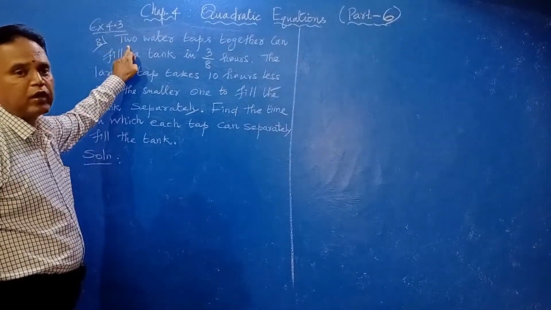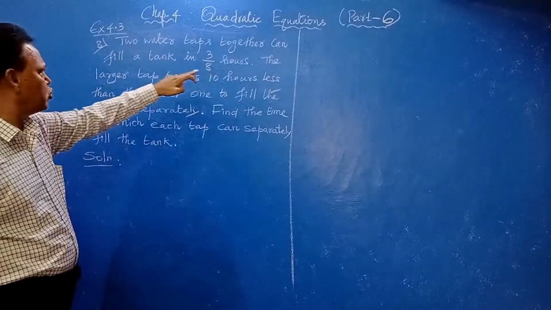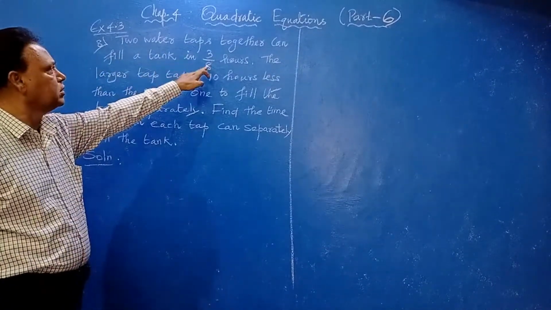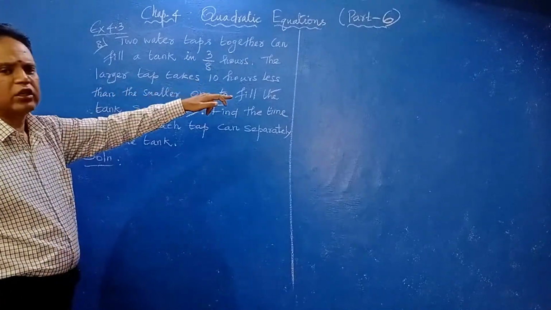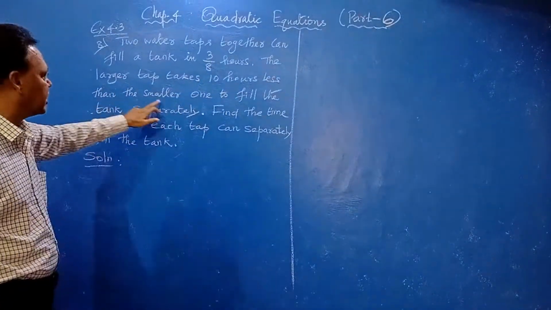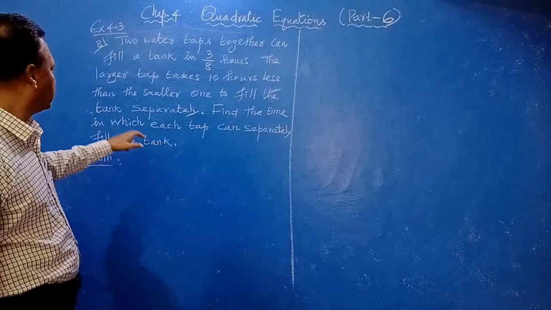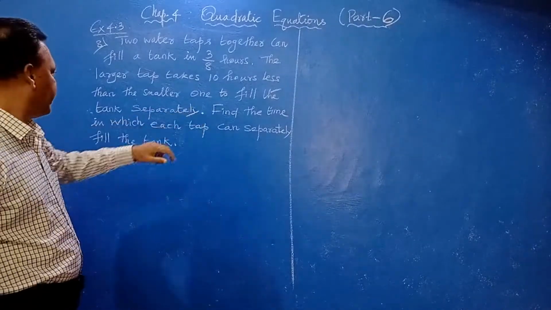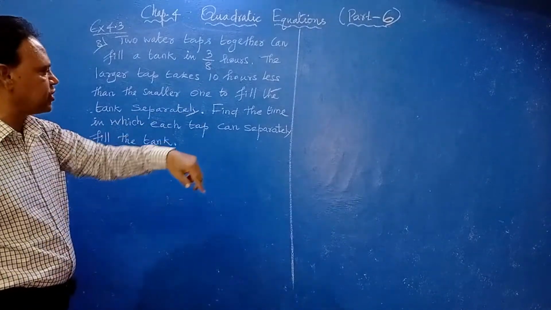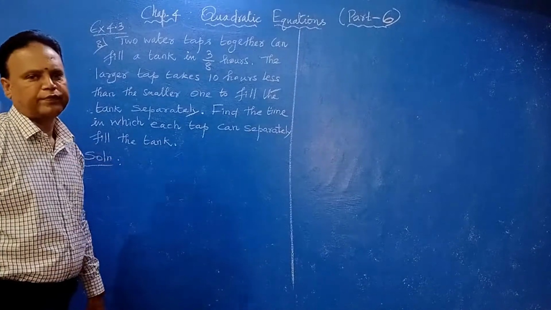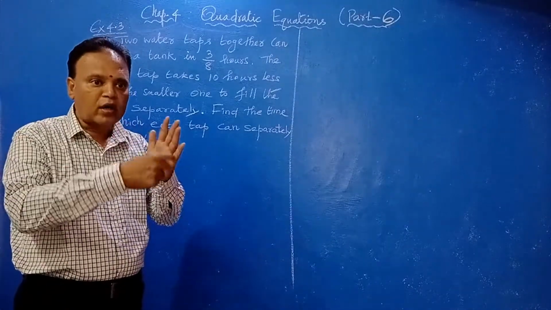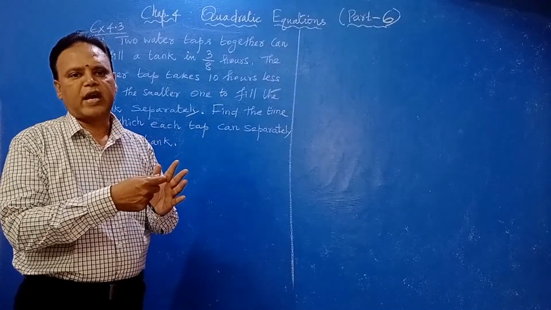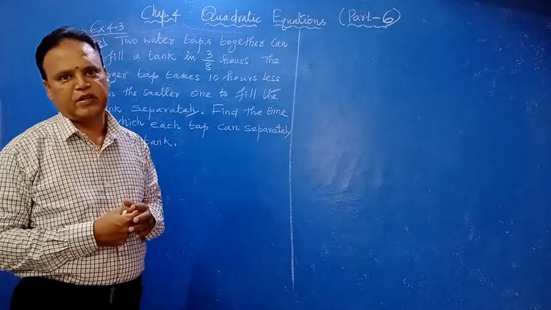8th problem: two water taps together can fill a tank in 9 3 by 8 hours. The larger tap takes 10 hours less than the smaller one to fill the tank separately. Find the time in which each tap can separately fill the tank. You have two different taps. One is a smaller diameter tap, another one is a larger diameter tap.